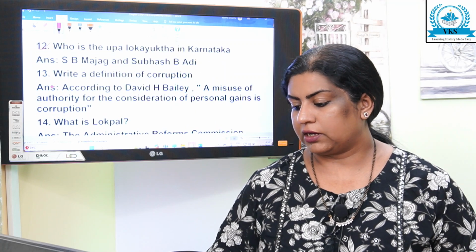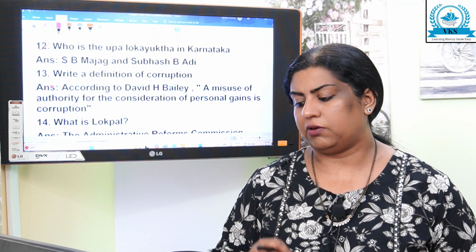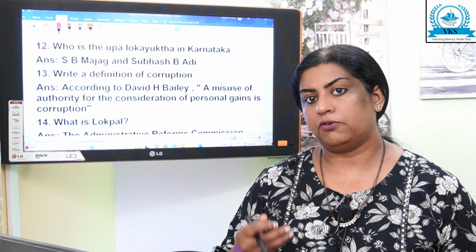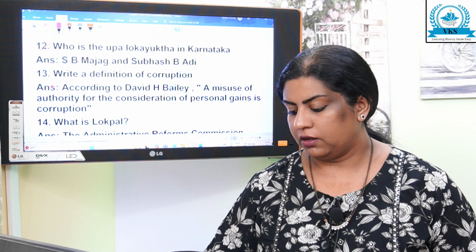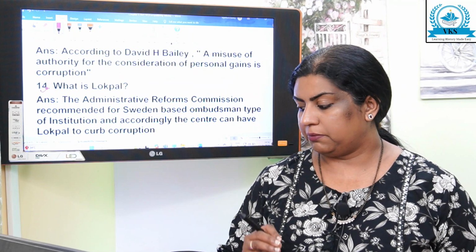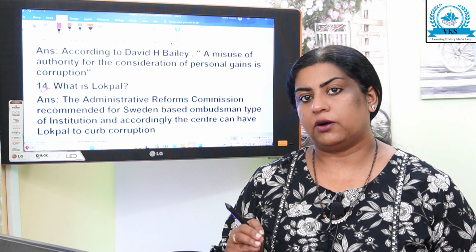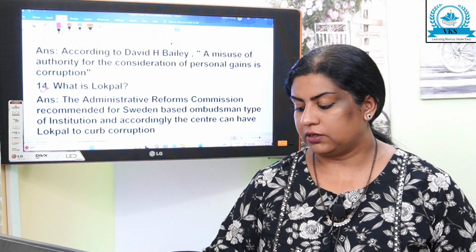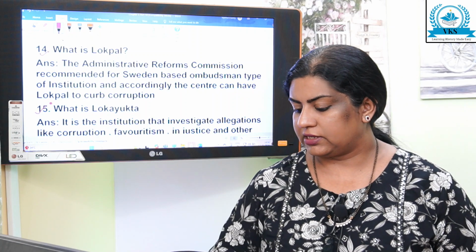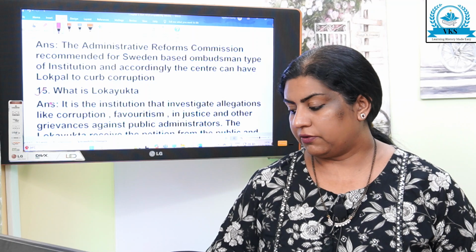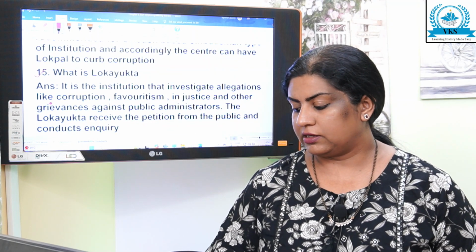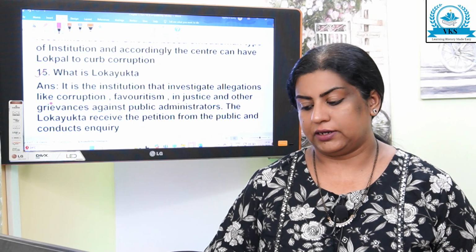Write a definition of corruption. Many definitions are given in your textbook. Any one you can write. According to David H. Bailey, a misuse of authority for the consideration of personal gains is called corruption. What is Lokpal? The Administrative Reforms Commission recommended a Sweden-based ombudsman type of institution, and accordingly the center can have Lokpal to curb corruption. What is Lokayukta? It is an institution that investigates allegations like corruption, favoritism, injustice and other grievances against public administrators. The Lokayukta receives petitions from the public and conducts enquiry.